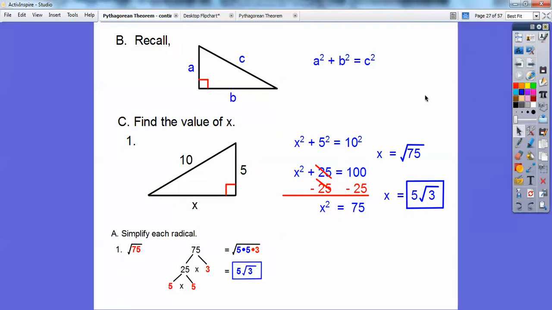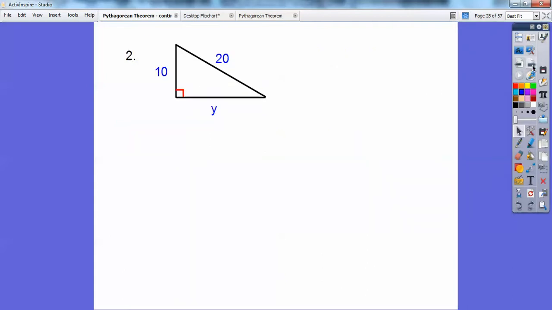Let's try another one. We've got this right triangle. Here's c this time. 20 is c, so it's going to be y squared plus 10 squared, or 10 squared plus y squared, equals 20 squared. 10 squared is 100. 20 squared is 400. We subtract 100 from both sides, so we get 300.